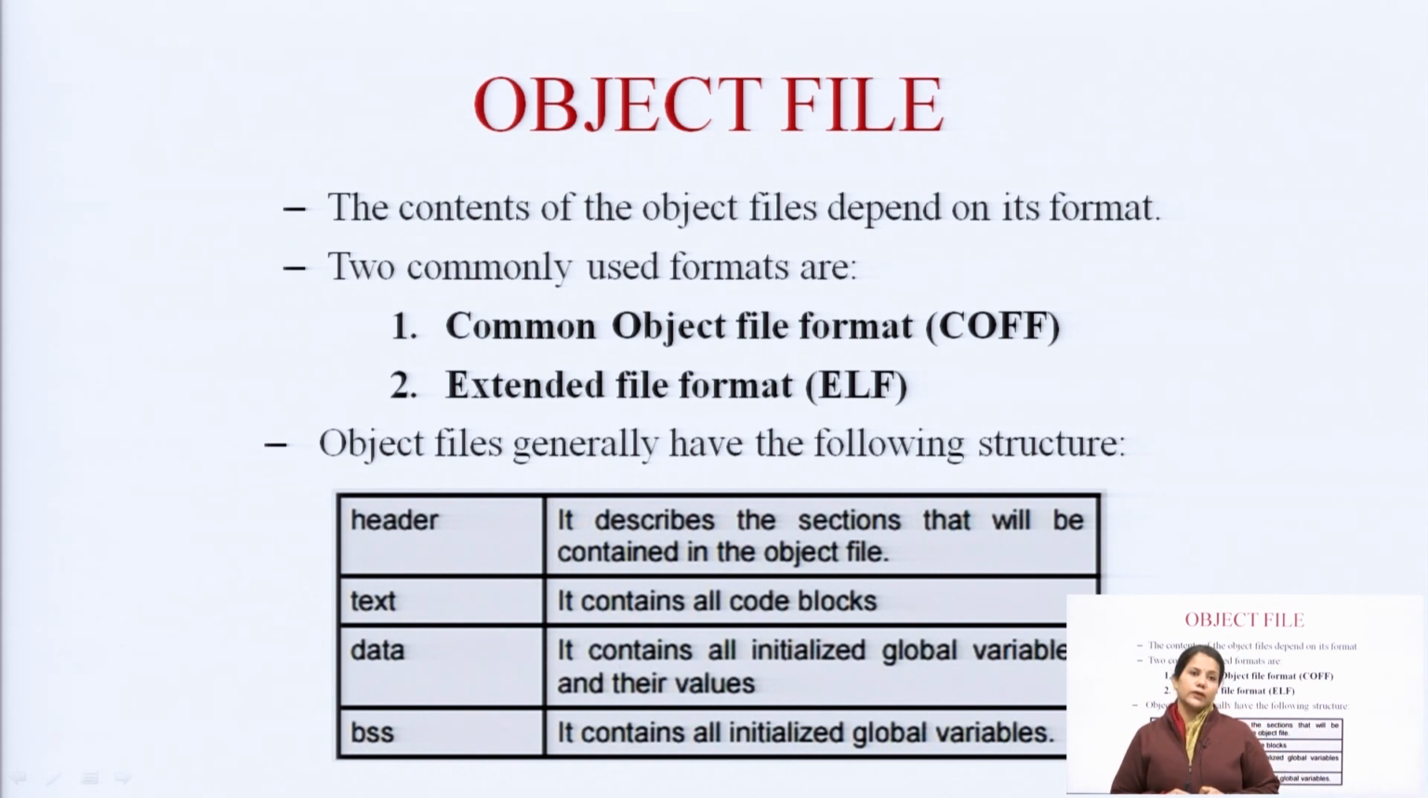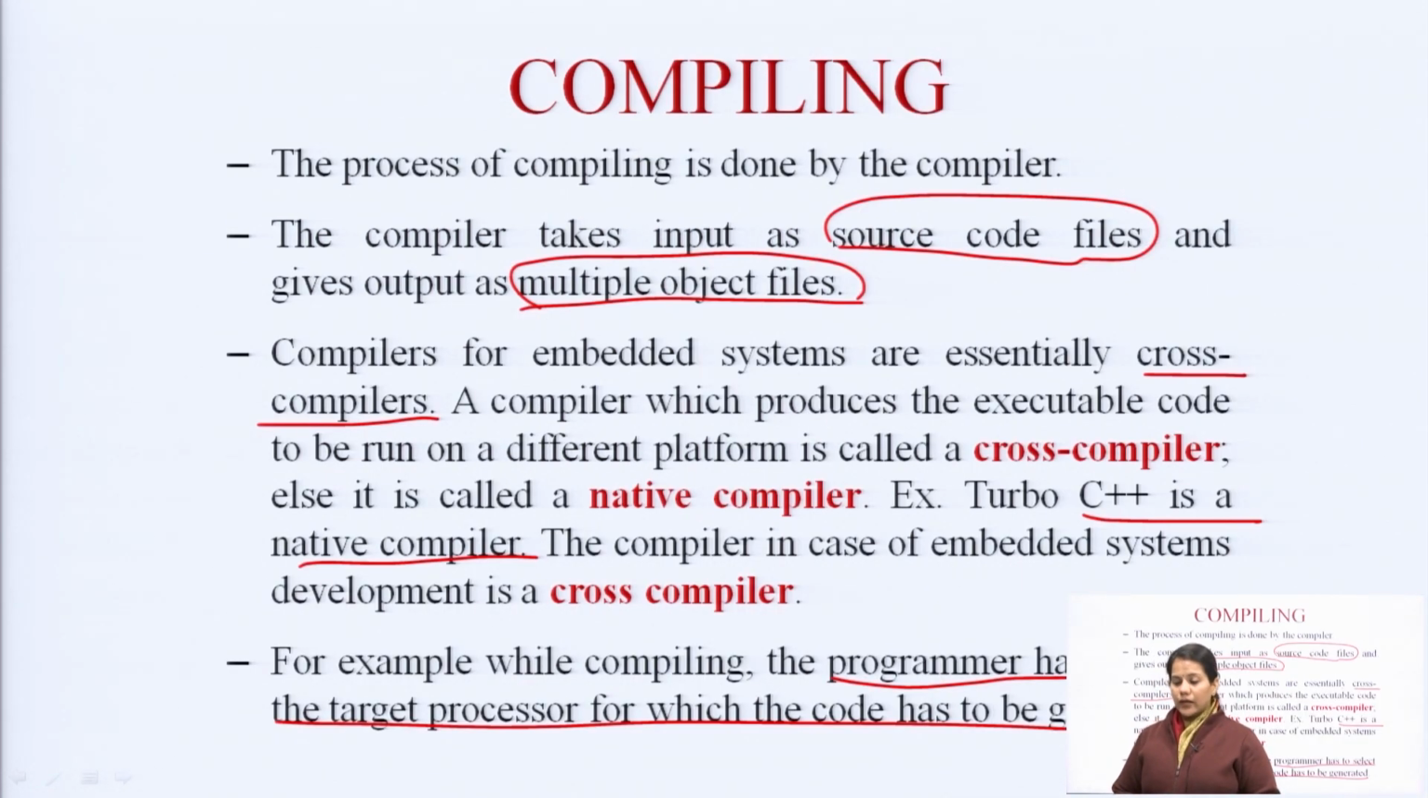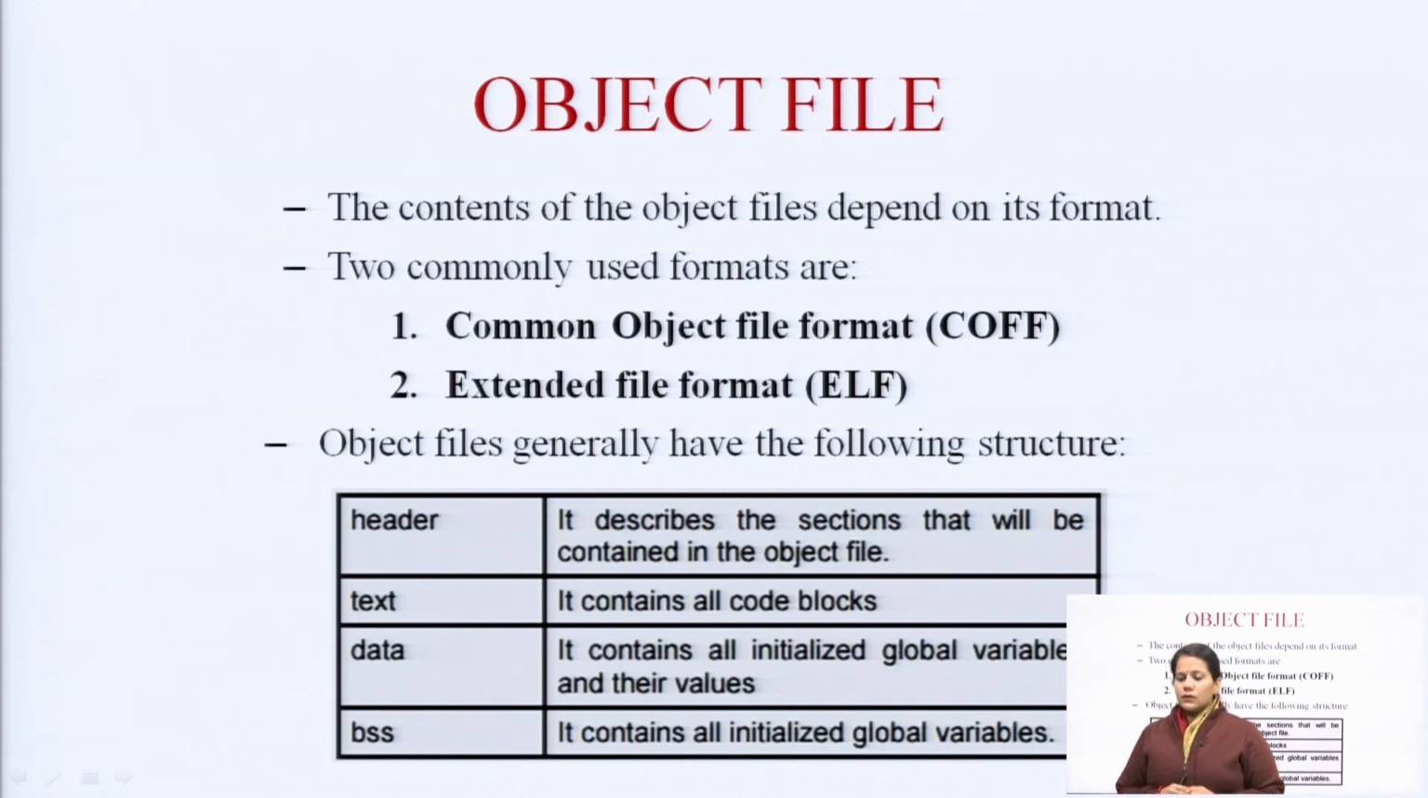So, what is the object file? In the previous slide I said that the input to the compiler is the source code files and the output is multiple object files. So, what is this object file? The contents of the object file depend upon its format, and there are two formats available for any object file. First is the common object file format, that is COFF, and another one is the extended file format, that is ELF.